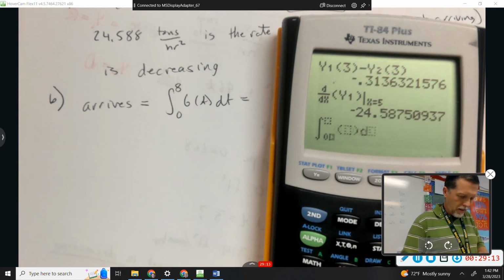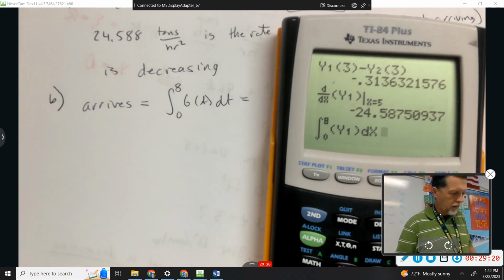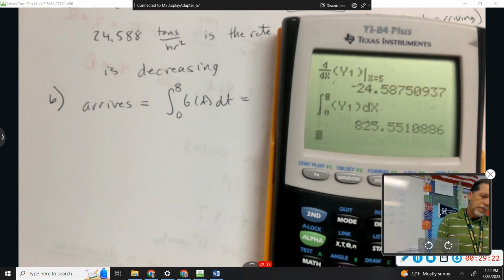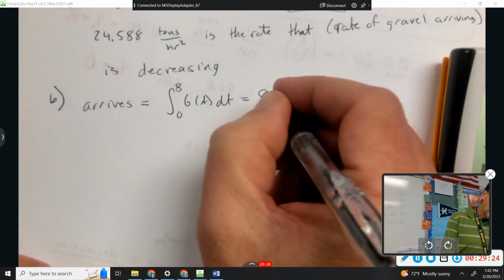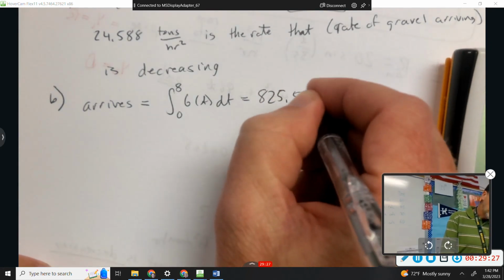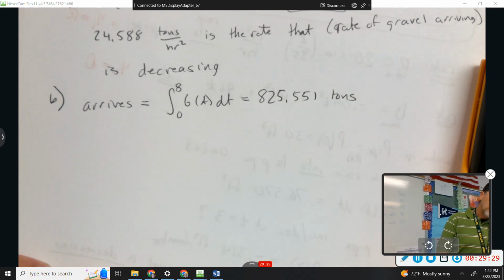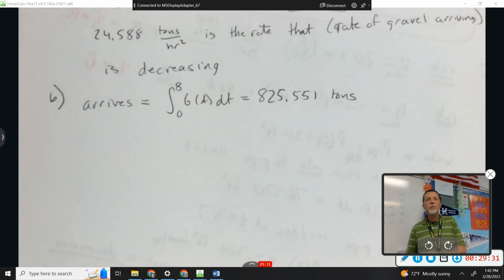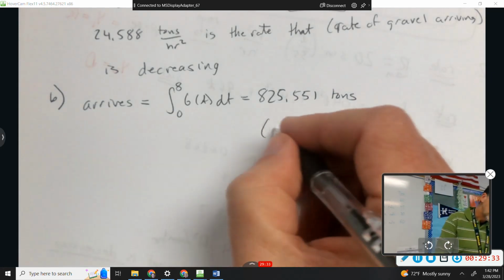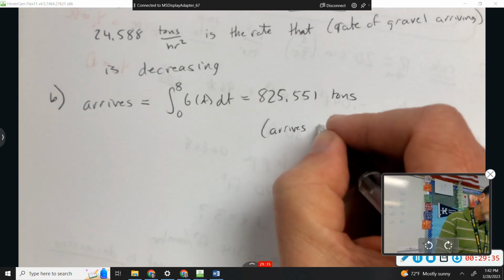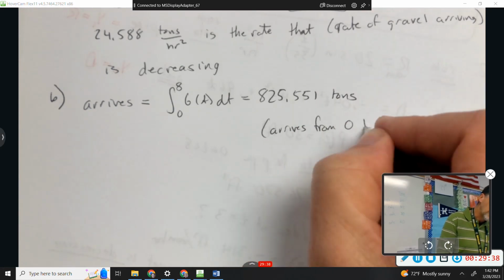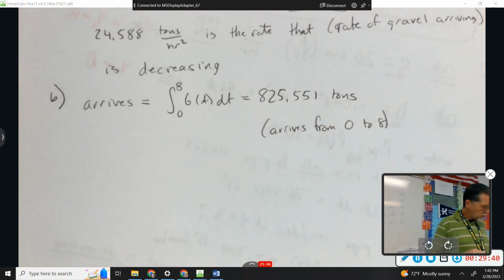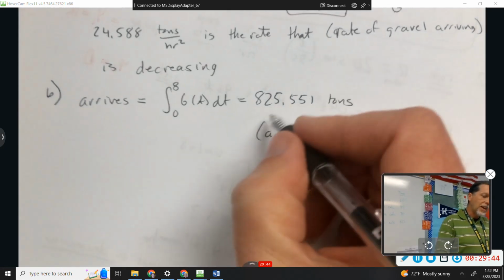Math 9, integral from 0 to 8 of Y1 dx, 825.551 tons. Okay, so be careful. That's how much has arrived. So what's the total that arrives from 0 to 8? Well, let's be careful about what it asks here. The total amount of unprocessed gravel that arrives. So that is the answer.